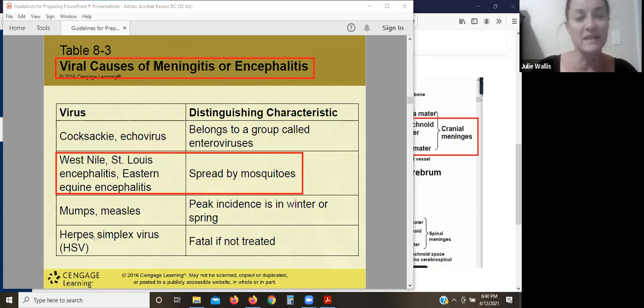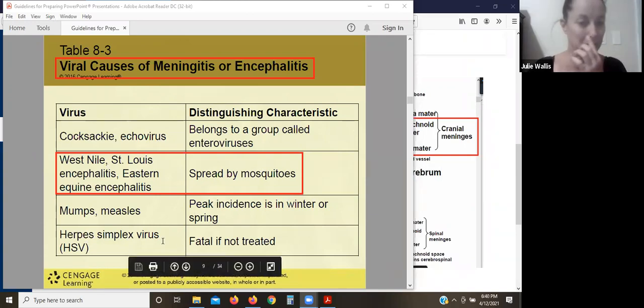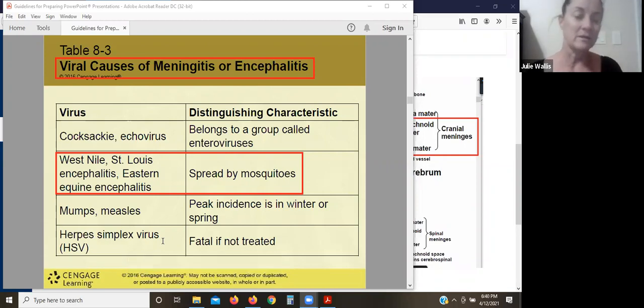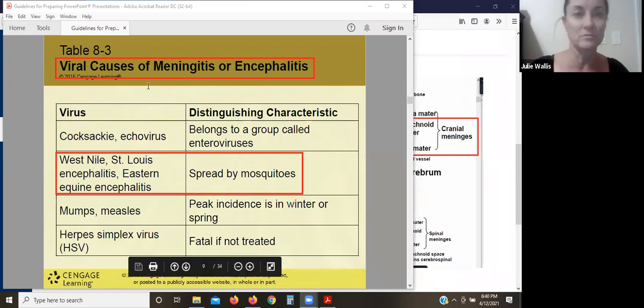Mumps and measles, and then herpes simplex virus can also cause meningitis or encephalitis. I don't know if you remember, we may not have talked about it yet, but herpes simplex virus has that lysogenic or latent stage where it's not actively replicating and causing the infection, but where it resides in that latent stage is in nerve cells. And so this is how it can travel to the central nervous system to cause these infections.